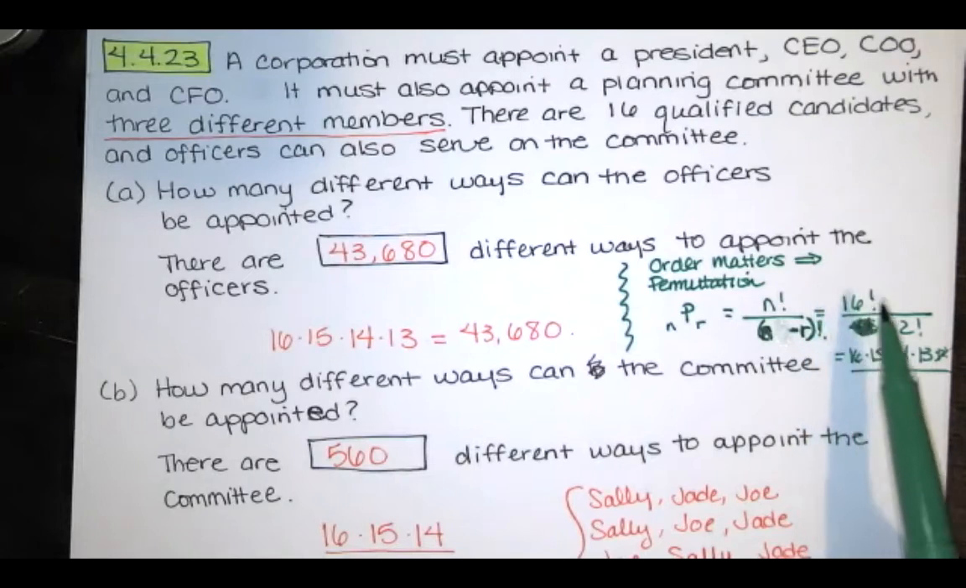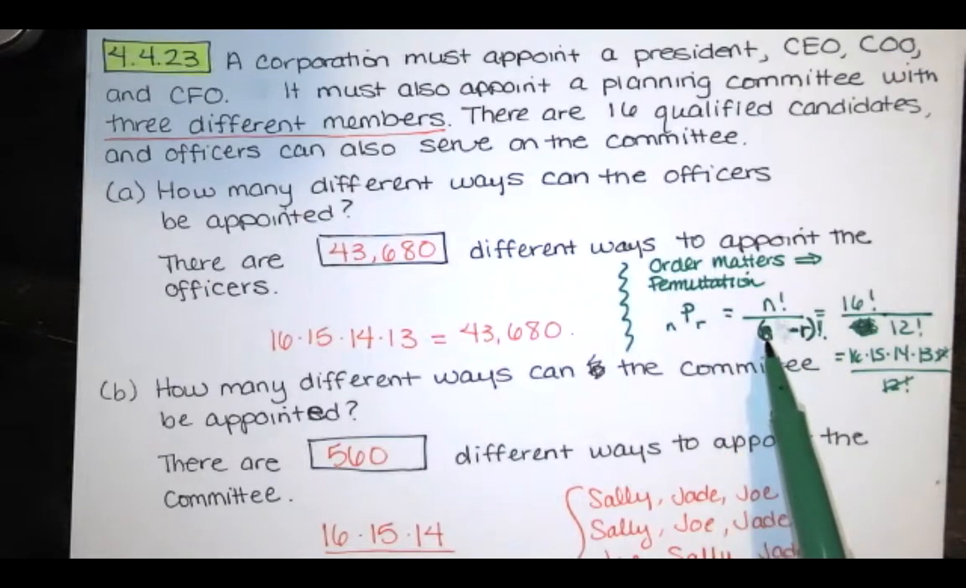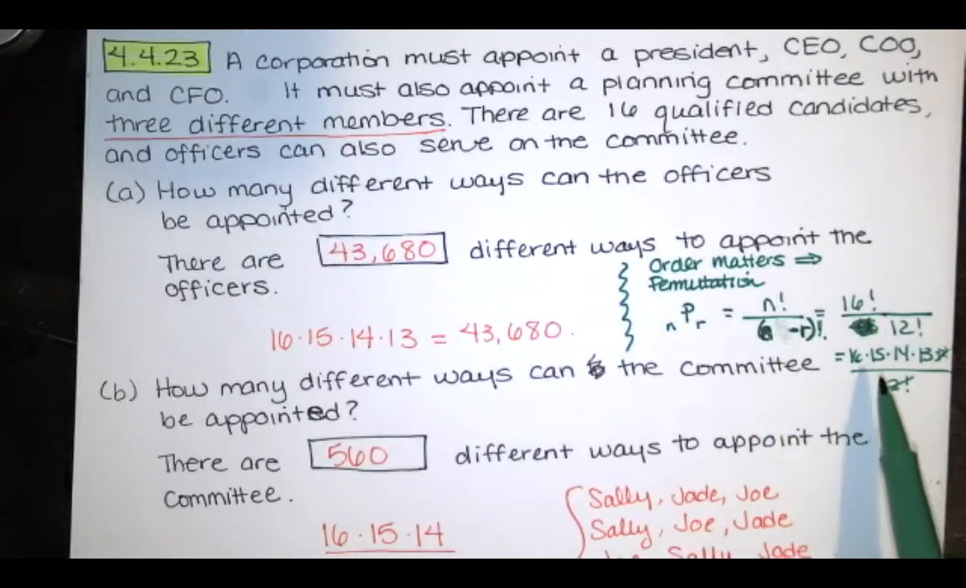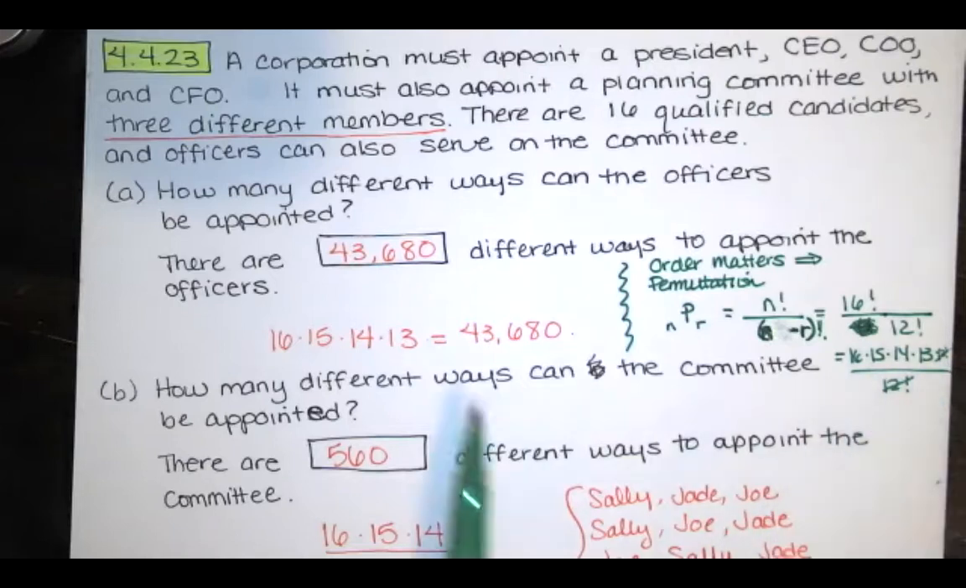So you've got n factorial, that's 16 factorial here. And you divide by 16 minus 4, because we're choosing 4 out of 16. That's 12 factorial. And 16 factorial is 16 times 15 times 14 times 13 times 12 times 11 times 10 times 9 times 8 times 7 times 6 times 5 times 4 times 3 times 2 times 1. But that last part, starting with 12 and multiplying all the way down, is the same as 12 factorial. So the 12 factorial up here and the 12 factorial down there cancel, and we're left with exactly what we get using that intuitive approach.